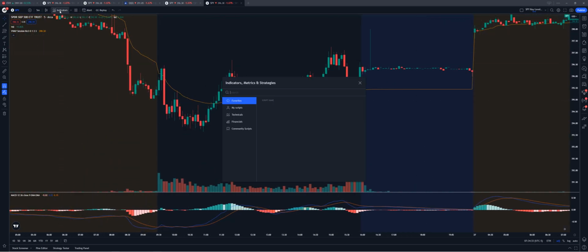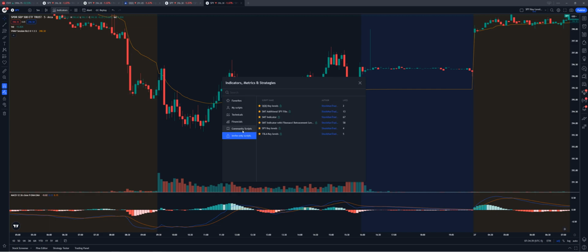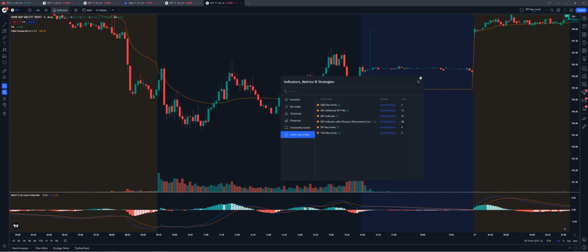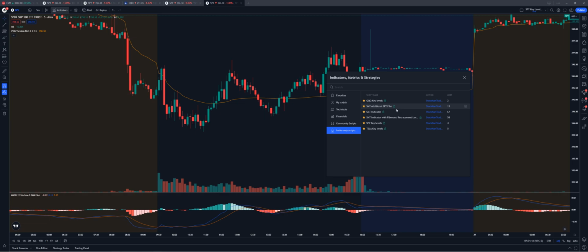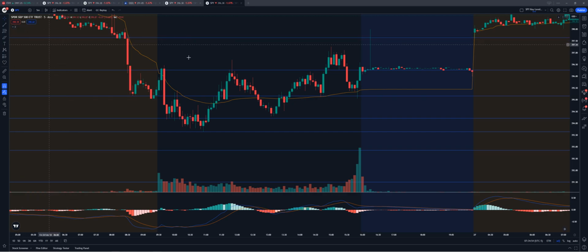So I'm going to go into my indicators. You can see I already have VWAP and my MACD and my volume on there. After that, I go into my invite-only script. So I normally just turn on the indicator with fibs and then the additional SPY fibs, but today I want to test out something I created. So I created a bunch of key levels on SPY.